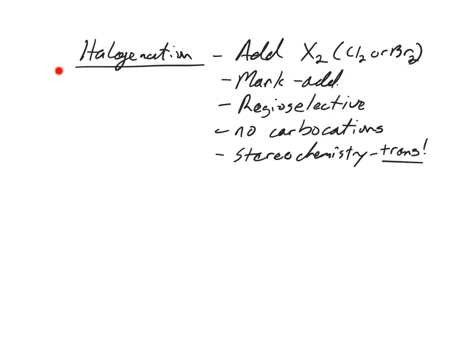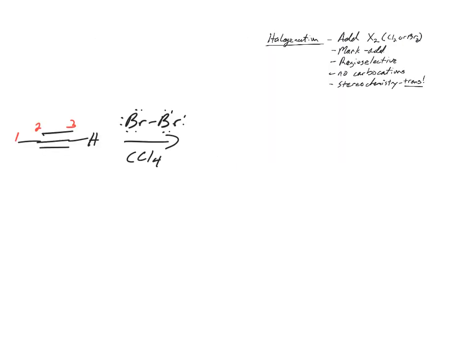All right, halogenation. We're going to add X2, so Cl2 or Br2, and depending on the number of equivalents, it'll make a difference. It's regioselective because it adds to the more substituted carbon, so it's a Markovnikov addition. There are no carbocations, so you don't need to worry about rearrangements. And the final product ends up being a trans product where the chlorines or the bromines are on opposite sides from each other. All right, let's look at an example and walk through the mechanism.